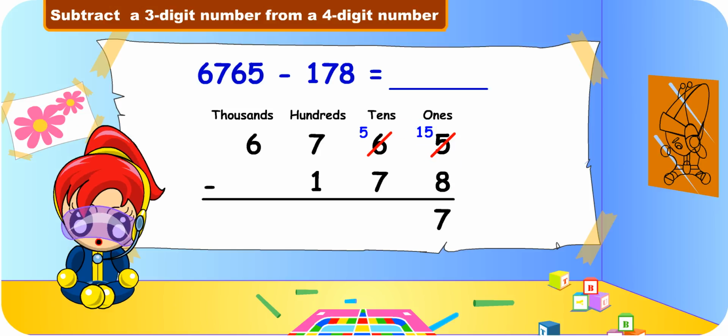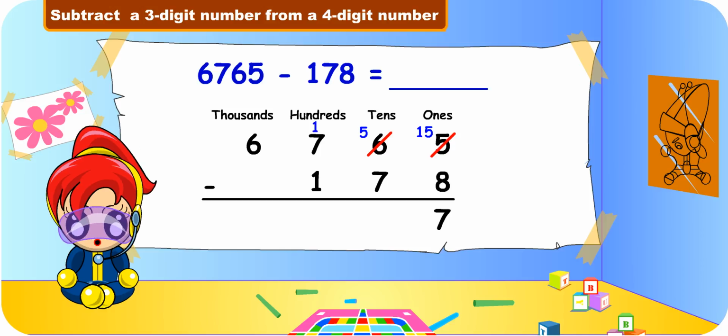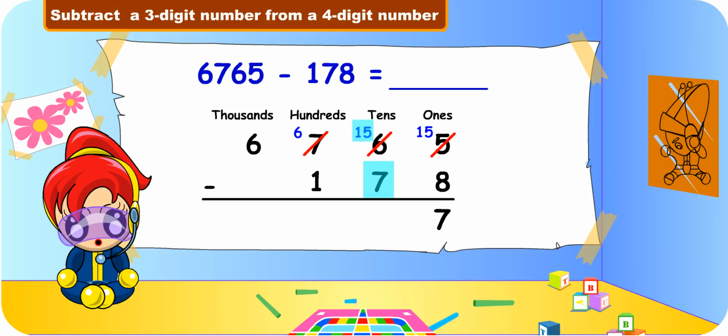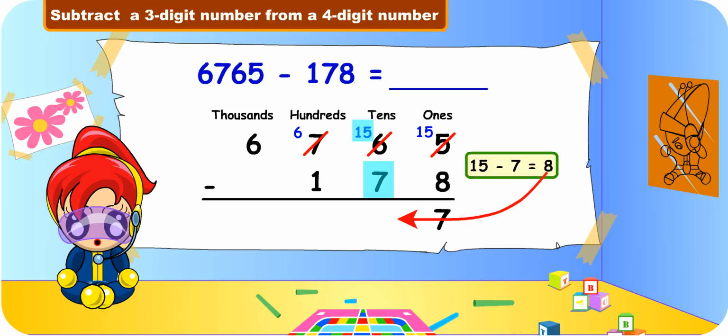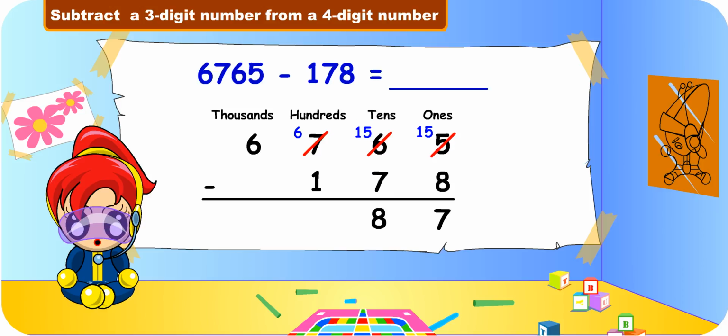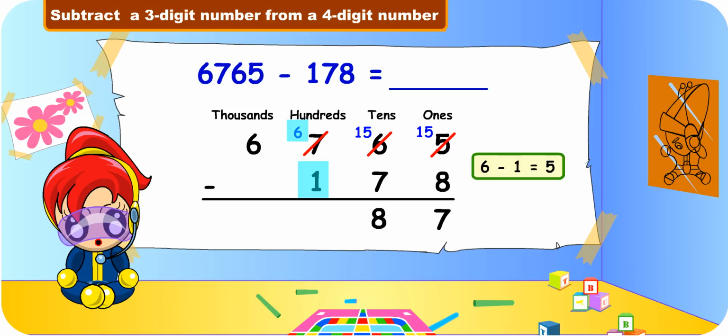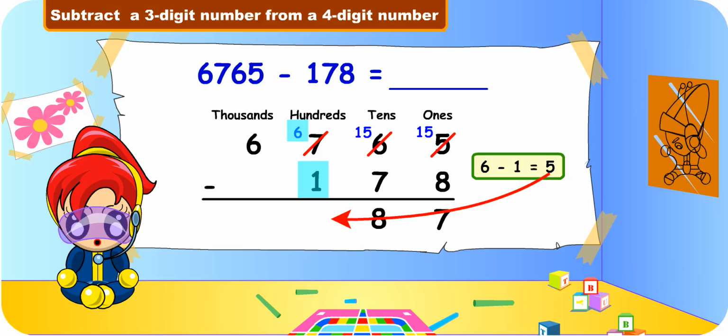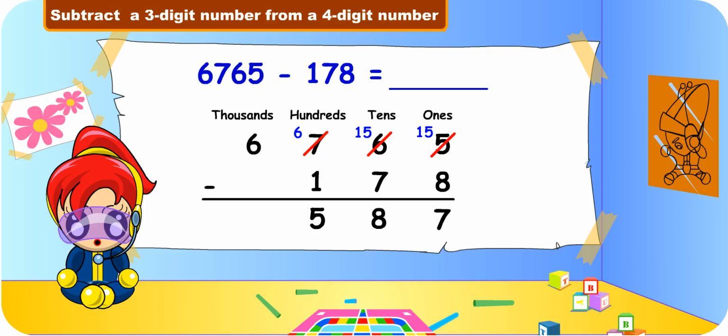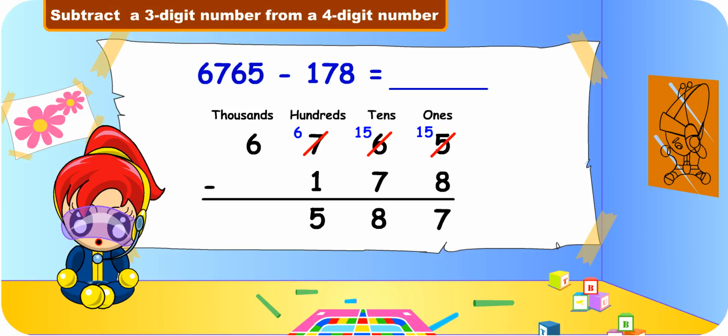Next, I need to subtract the tens. Since there are not enough tens to subtract from, I need to take 100 from 700s and rename 700s and 5 tens as 600s and 15 tens. 15 minus 7 is 8. So I write 8 in the tens column. In the next step, I will subtract the hundreds. 6 hundreds take away 1 hundred is 5 hundreds. Good! Now, write 5 under the hundreds column and do the subtraction under the thousands column.